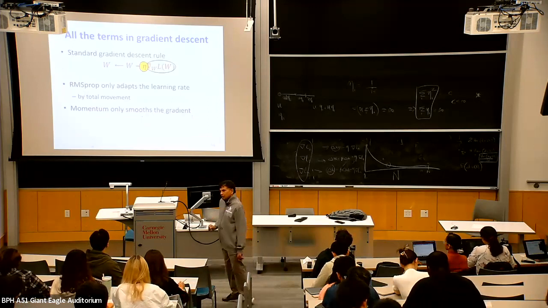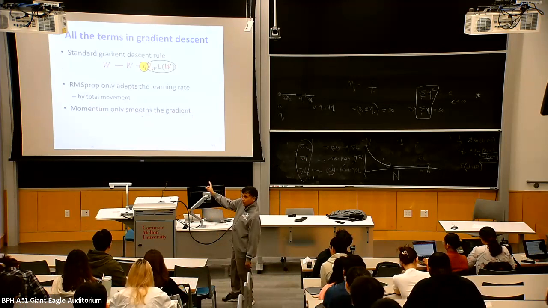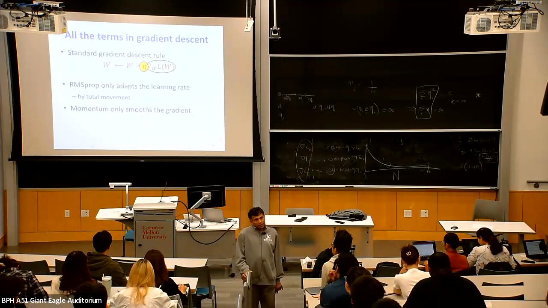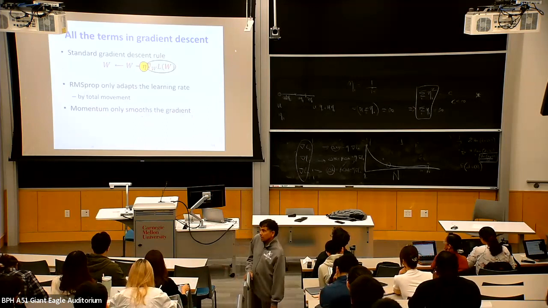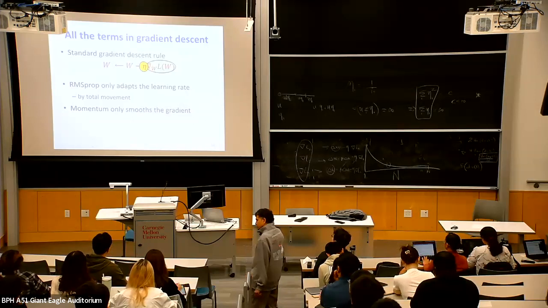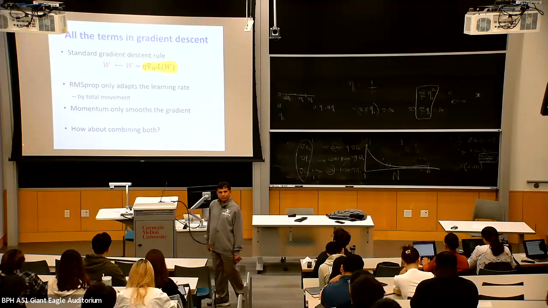We've come up with RMS prop. Only the momentum method only fixes the gradient. RMS prop only fixes the learning rate, right? What is the obvious next step? Combine the two, right? That's we want to learn both.